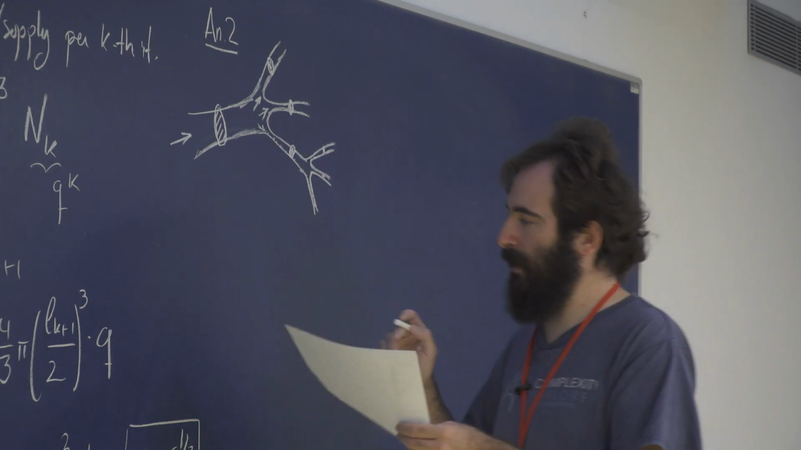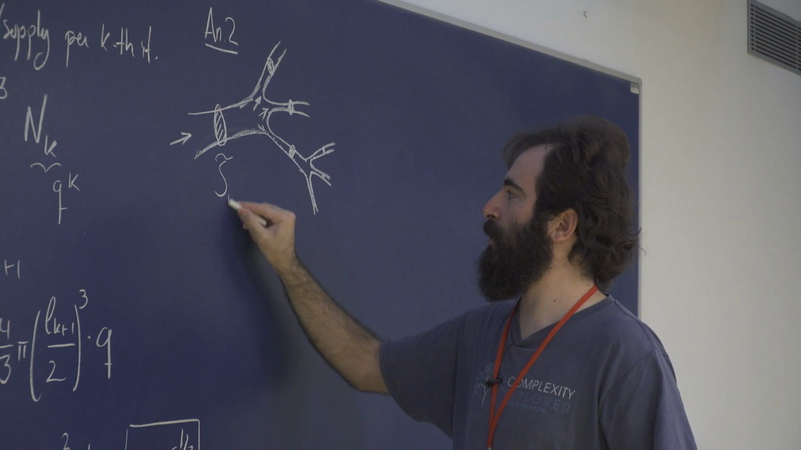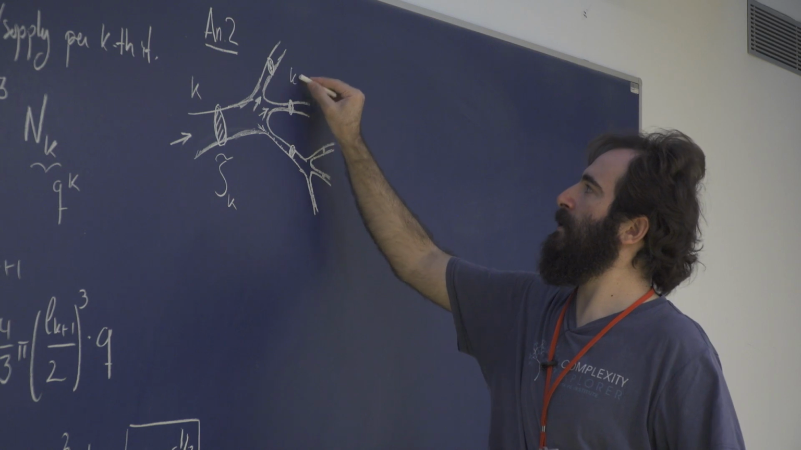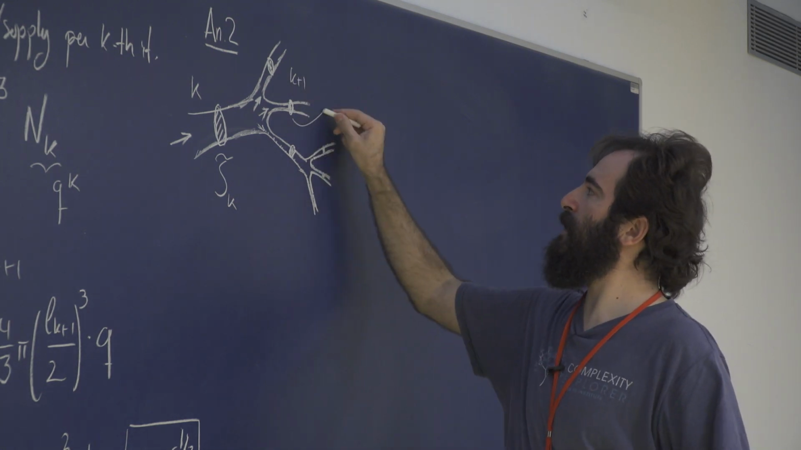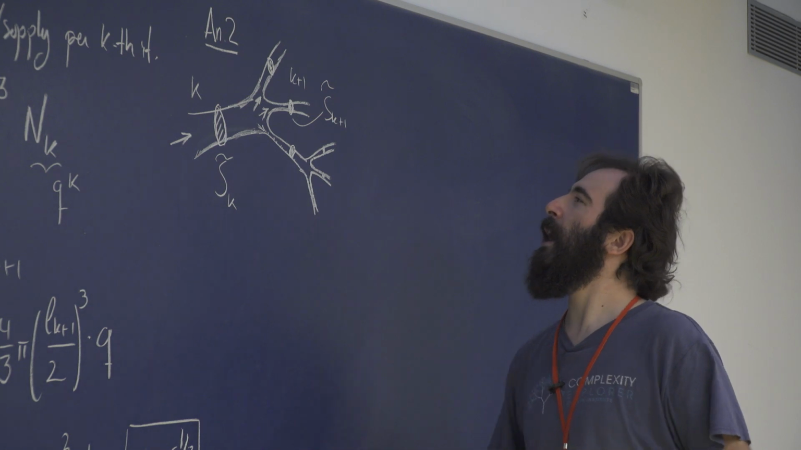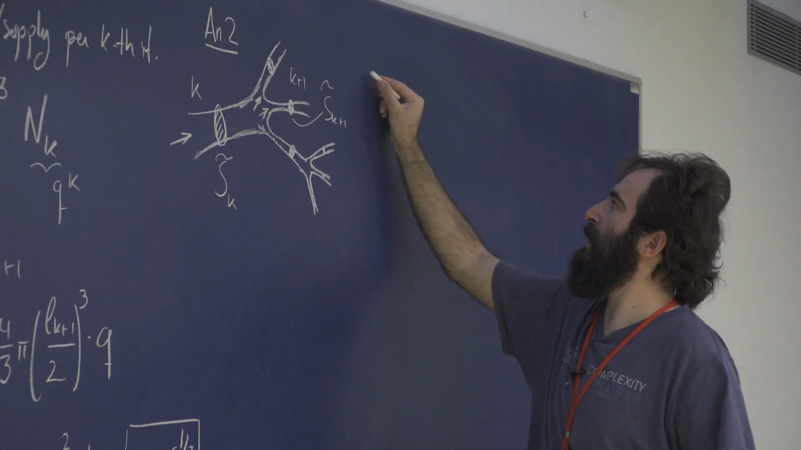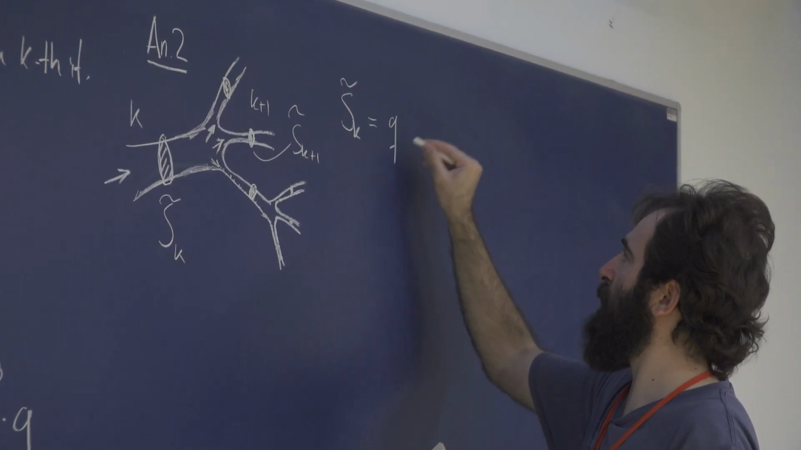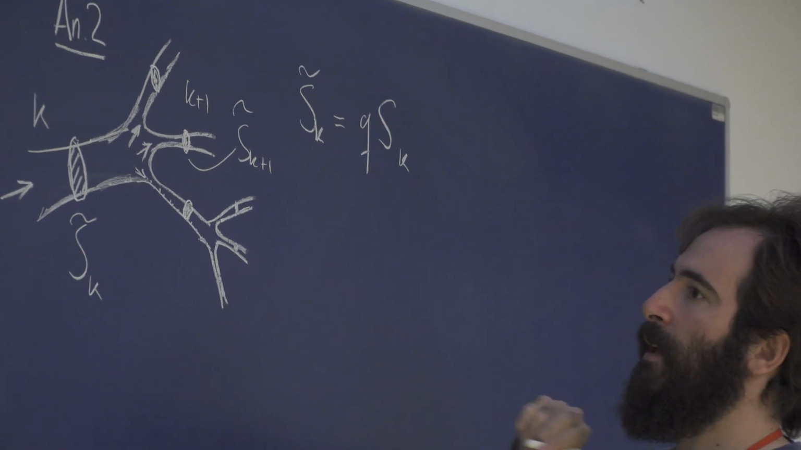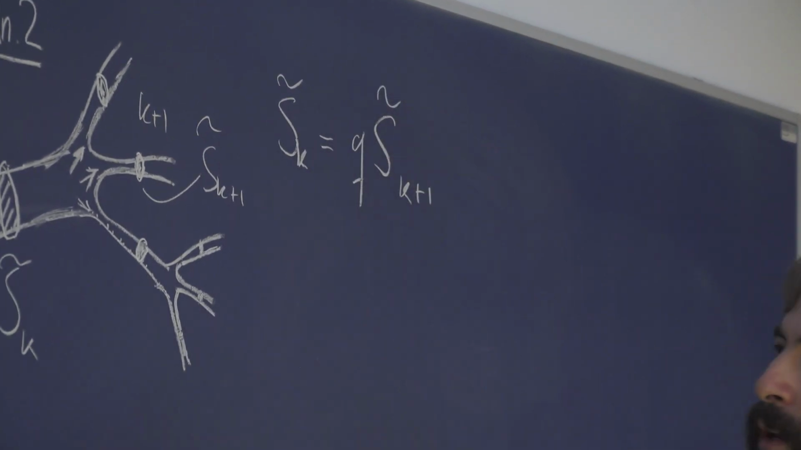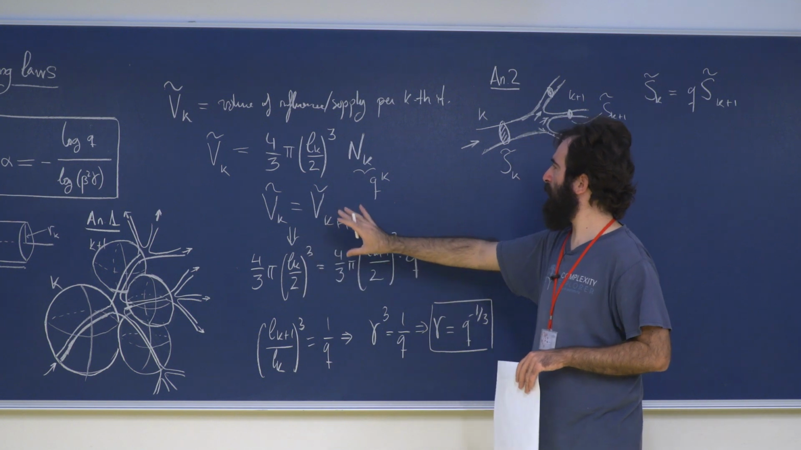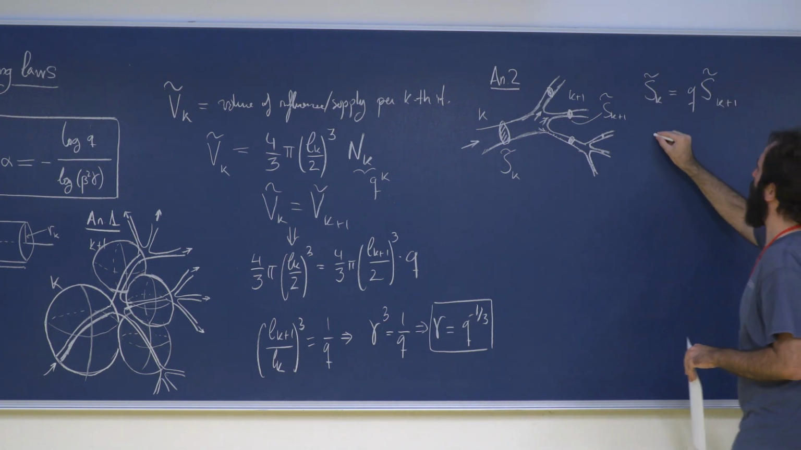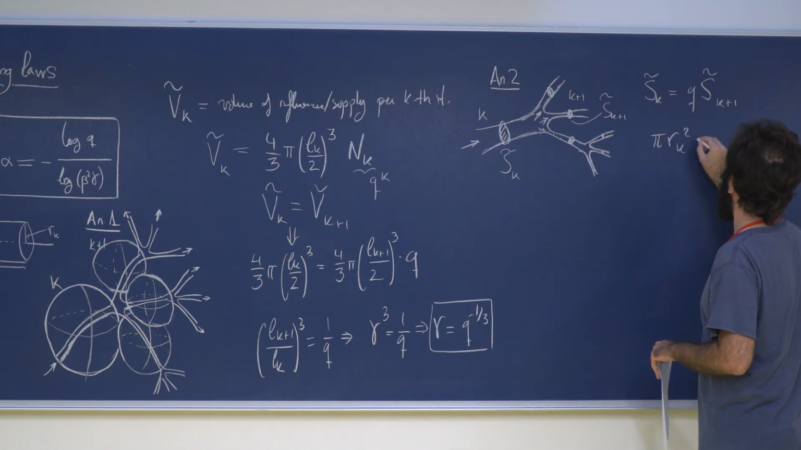So if we do this, basically what we're saying is this section here, which could be the section at branch k, if this is branch k and this is branch k plus 1, and this is the section at branch k plus 1, then S_k should be equal to q times S_{k+1}. Just as we did before, right? Well, here the definition was a bit different because I was including the q inside, but it basically is the same idea. Now we will have this relation.